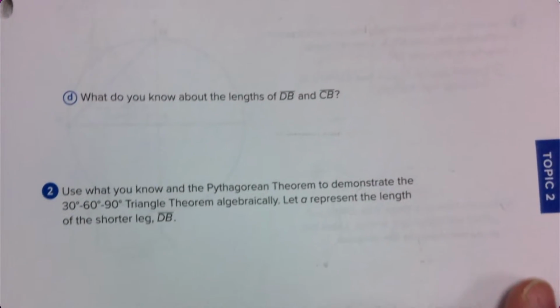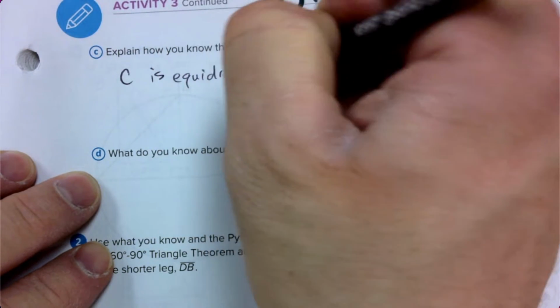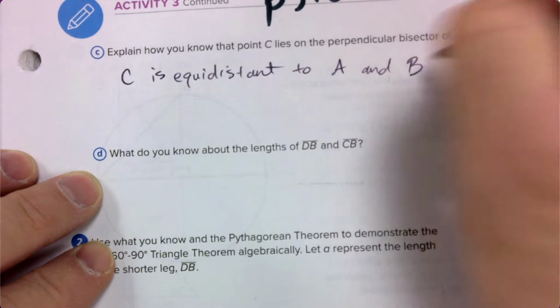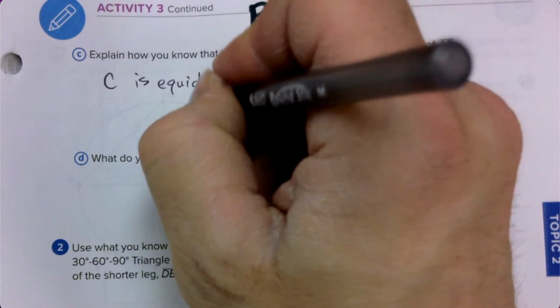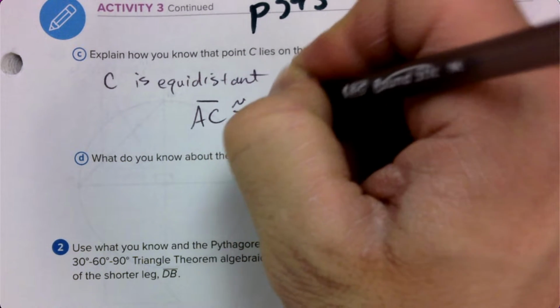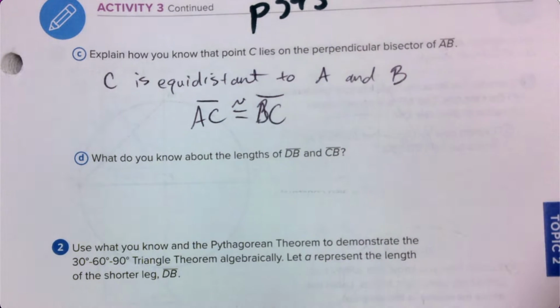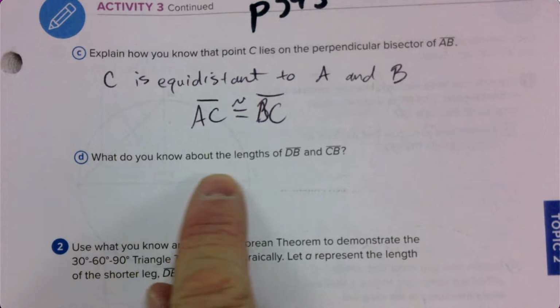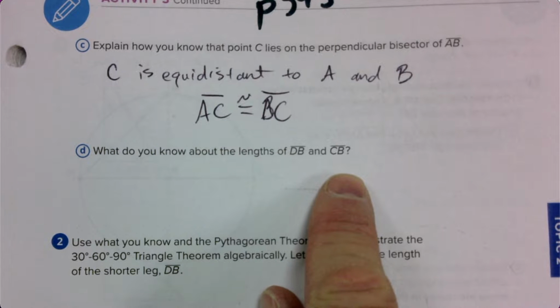Okay, back on the original page, if C is equidistant to A and B, vis-a-vis AC is congruent to BC, then that means that C is on the perpendicular bisector. Okay, the next question, what do you know about the lengths of DB and CB?